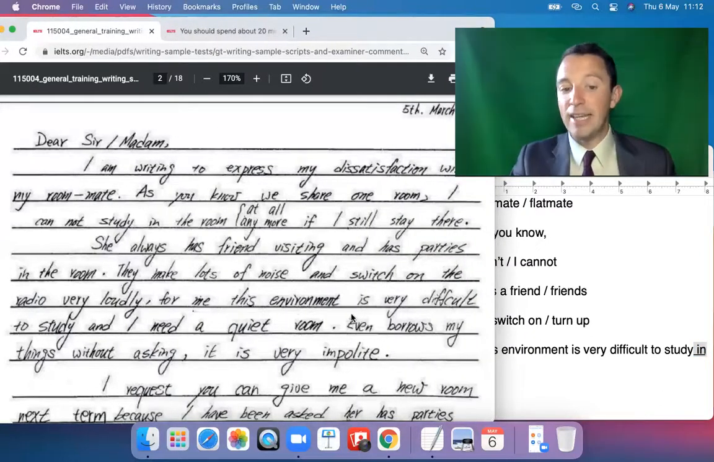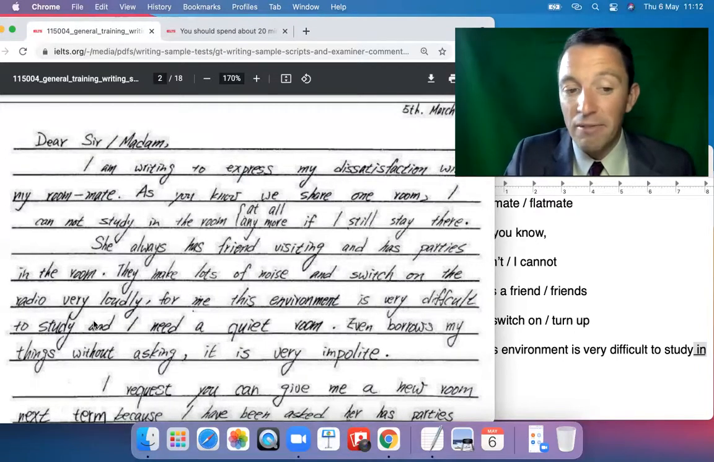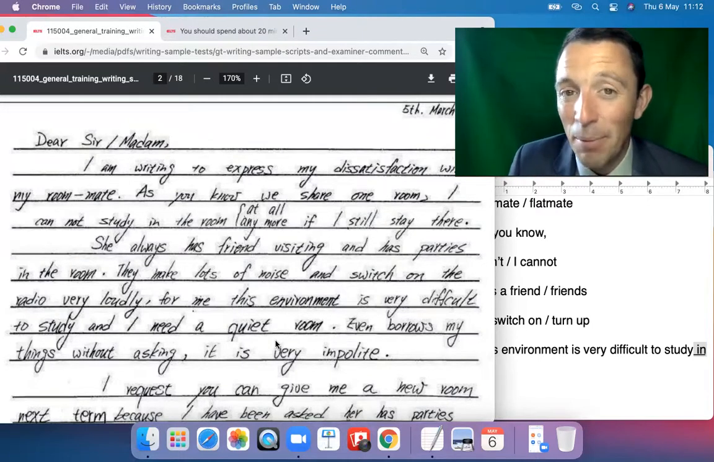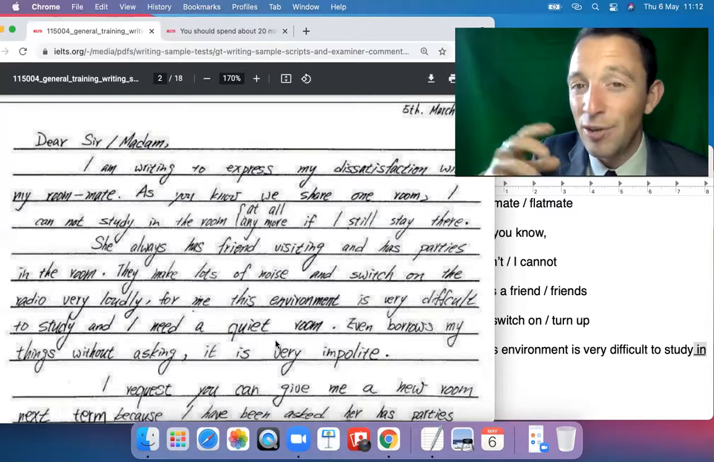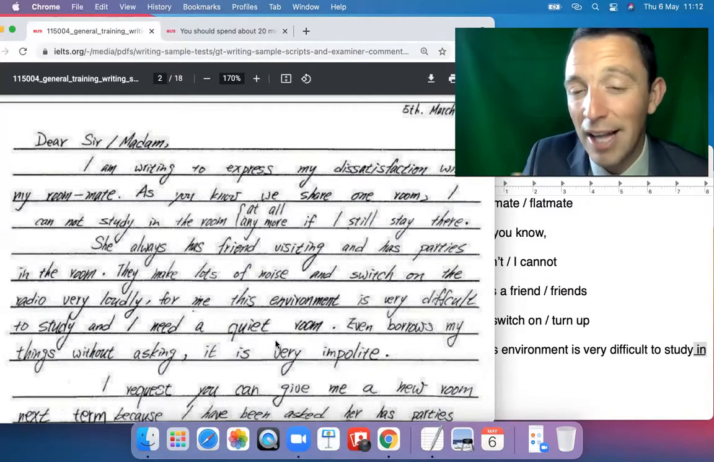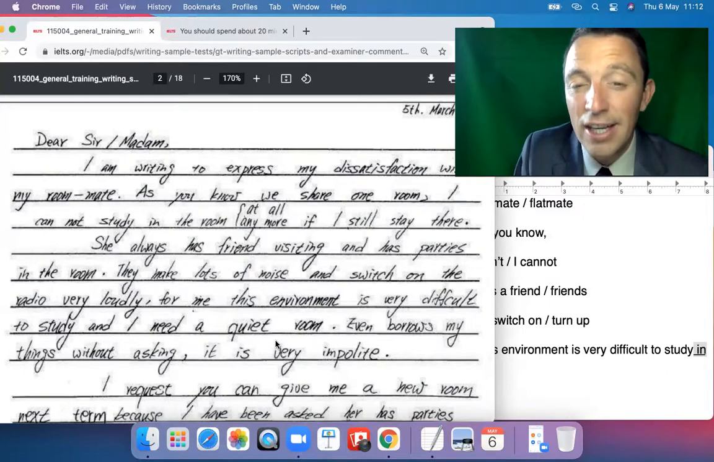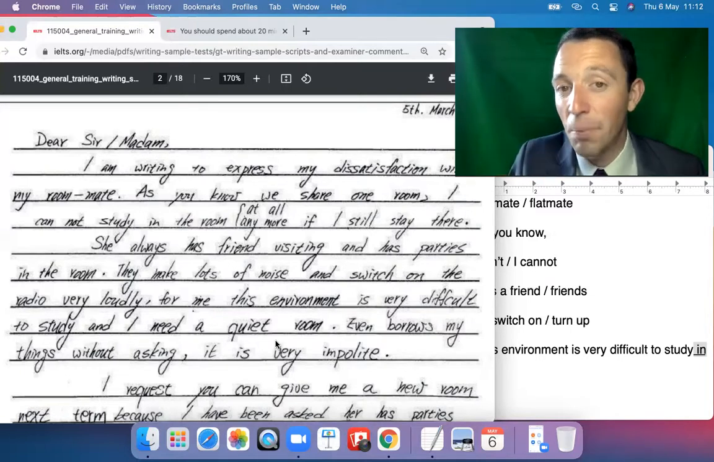But only a small detail really. So again, just a little small correction. This environment is very difficult to study in, and I need a quiet room. Again, no problem, but the vocabulary is very simple. The structures are very, very basic and very simple. So if you want to have a very impressive score, you need to try and reconstruct your sentences to make them a little bit more advanced and a bit more range and a bit more fluent. And I think that's very obvious already from this first paragraph.